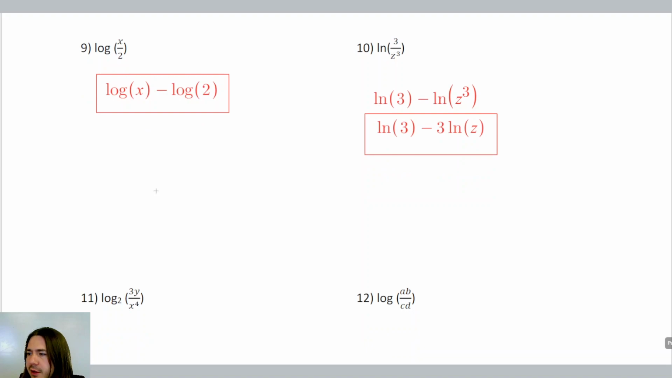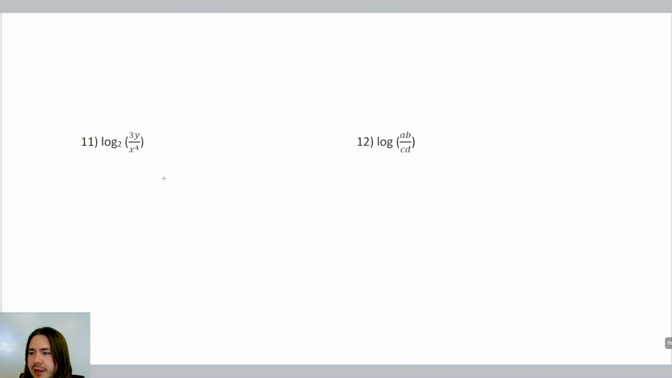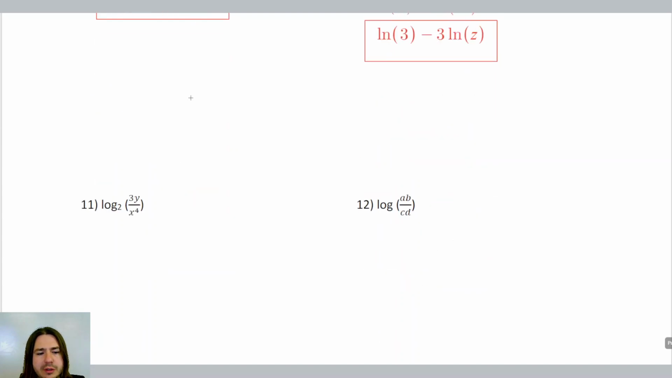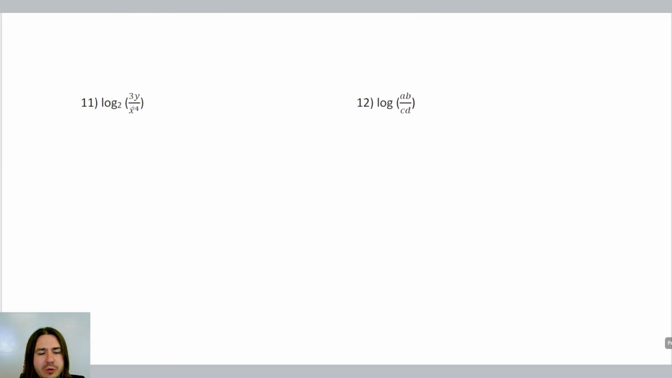Let's keep going. Okay, number 11. Same kind of deal here, except we're going to have more than just one or two steps, because we're going to have to use all the properties. We're going to have to use the quotient property, the product property right here, and then use the power property. So we'll just do one thing at a time. We'll start with the quotient property.